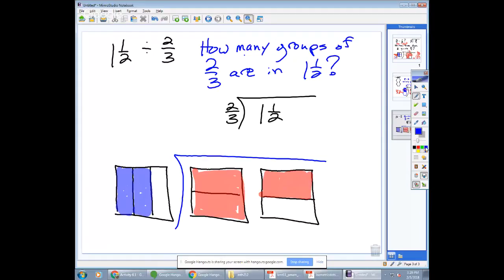I don't know. I'm confused. Division's hard. It's okay to be confused. So I'm gonna do mine with cakes, and if I'm gonna draw it with a different set of pictures, I can after. So I'm trying to figure out how many times 2/3 goes into a half.